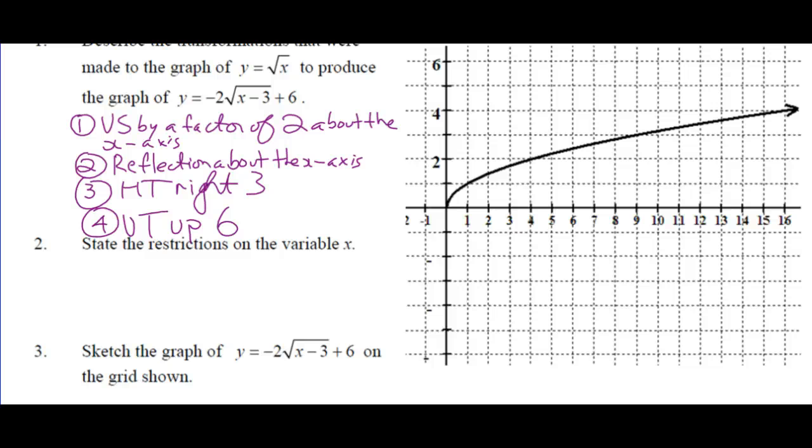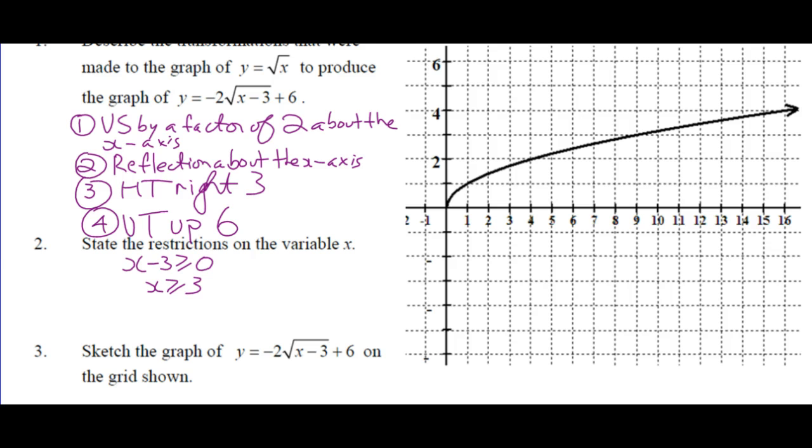X is greater than or equal to 3, right? So how do you do that? Well, you say, look, I've got a radical. So that means that x minus 3 has to be greater than or equal to 0. So x has to be greater than or equal to 3, right? The expression under the radical sign has to be greater than or equal to 0. So just solve it. Take the expression under the radical sign, make it greater than or equal to 0, solve that inequality.